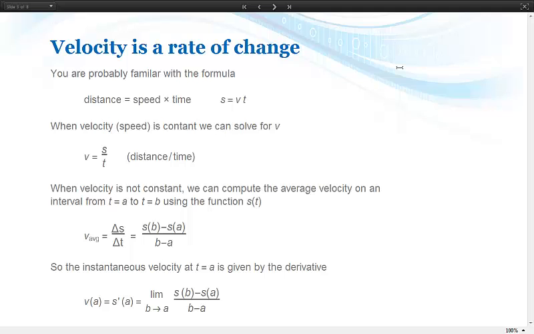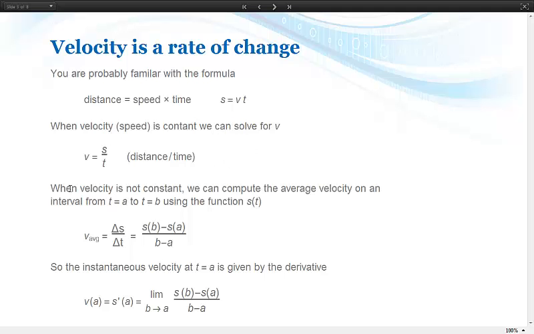You're probably familiar with the formula that distance is velocity times time, or speed times time. We're going to use the standard physics notation where s represents distance or position, v represents velocity, and t represents time. And we'll work in the standard international units where distance will be measured in meters, velocity in meters per second, and time in seconds. In the case where v is a constant, we can solve for it as simply dividing through by t, s over t, distance over time.